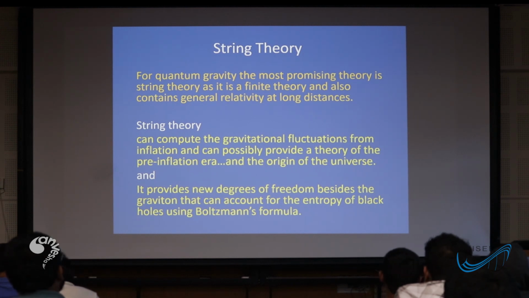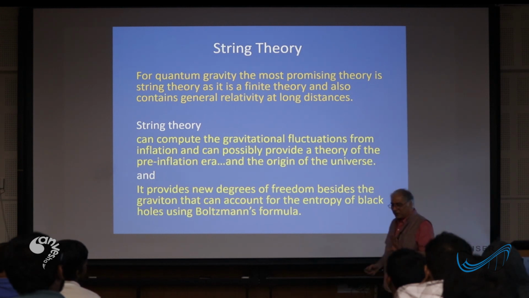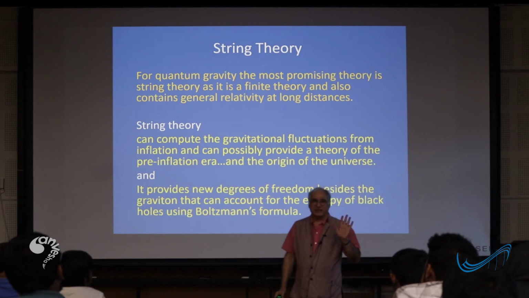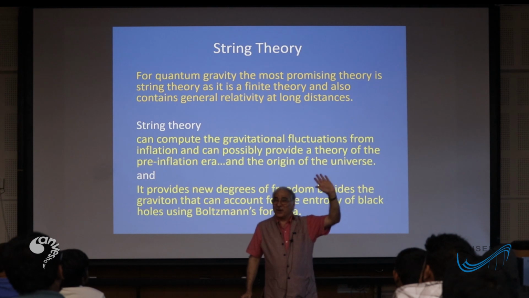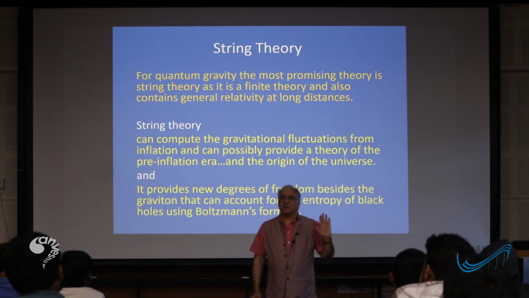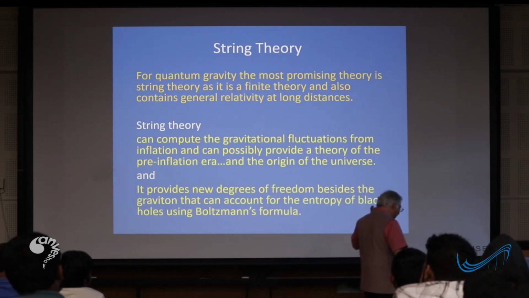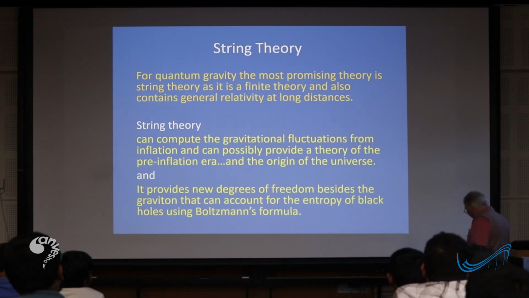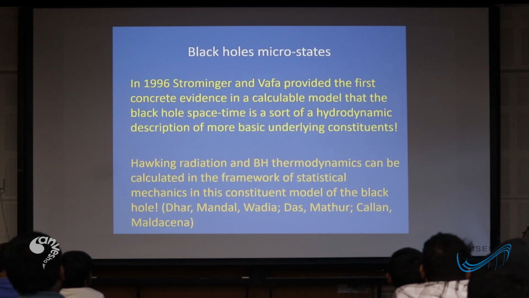And it also provides new degrees of freedom besides the graviton that can account for the entropy of black holes using Boltzmann's formula. So, one very important takeaway, this is very simple, is that quantum gravity has more degrees of freedom than gravitons. That's a take home. You never saw it, but it's there. It has to be there, to account for the entropy of black holes in a microscopic theory. So that's a long story. I don't want to go into it.